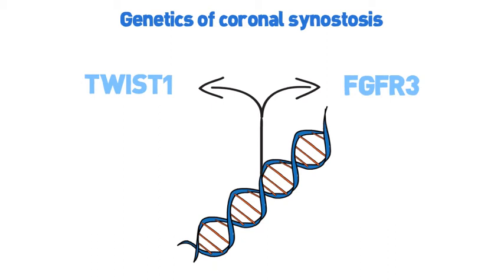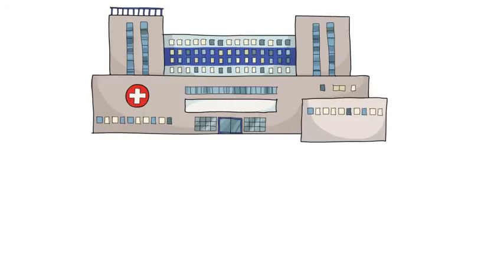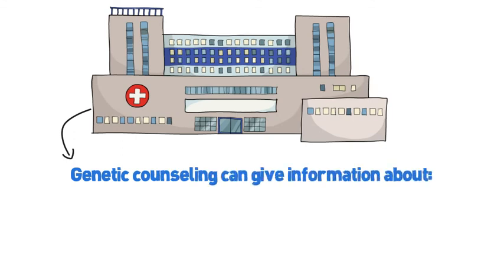The research suggests that it is useful to include a screening for mutations in the TWIST1 and FGFR3 genes during genetic counseling in cases of coronal synostosis. Genetic counseling will provide an insight into where the individual lands on the spectrum of mutations, and the geneticist will then be able to provide them with information about what that means for them.